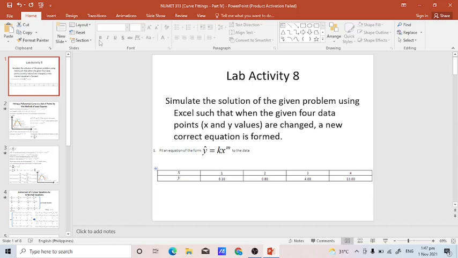Hello everyone. So we can now continue our lesson. This is now part 4 of curve fitting.